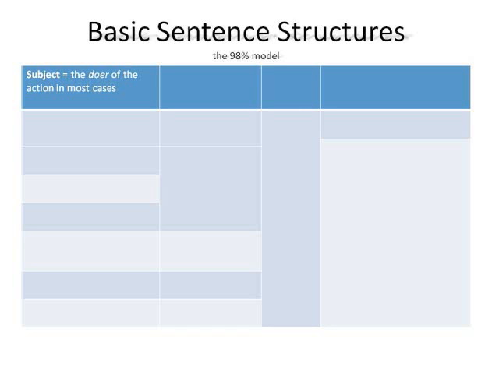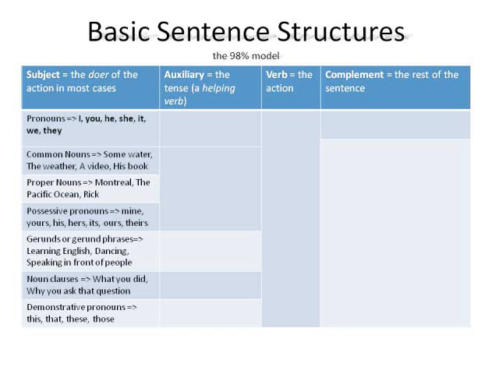The basic sentence structure, the 98% model, has four components. They are the subject, the doer of the action; the auxiliary, which represents the tense and is sometimes considered the helping verb; the verb, which is the action; and the complement, fundamentally just the rest of the sentence.